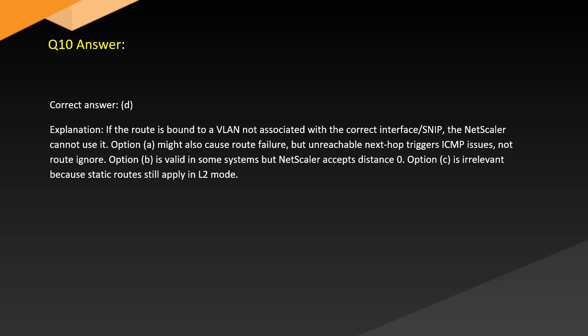Answer. Correct answer: D. Explanation: If the route is bound to a VLAN not associated with the correct interface SNIP, the NetScaler cannot use it. Option A might also cause route failure, but an unreachable next hop triggers issues, not route ignore. Option B is valid in some systems, but NetScaler accepts distance 0. Option C is irrelevant because static routes still apply in L2 mode.